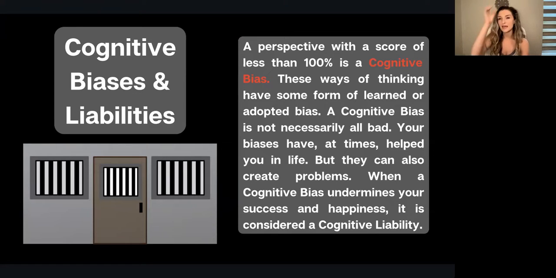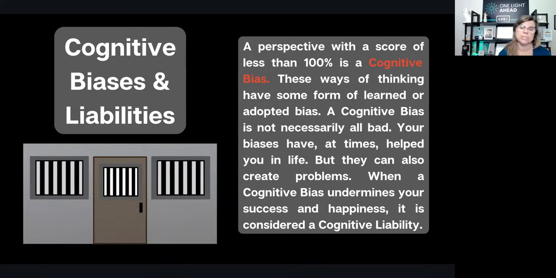I think I was asking, since this slide is all about cognitive biases, and it says when your bias undermines your success and happiness, it is considered a cognitive liability. So it sounds like biases and liabilities are connected, but not the same.